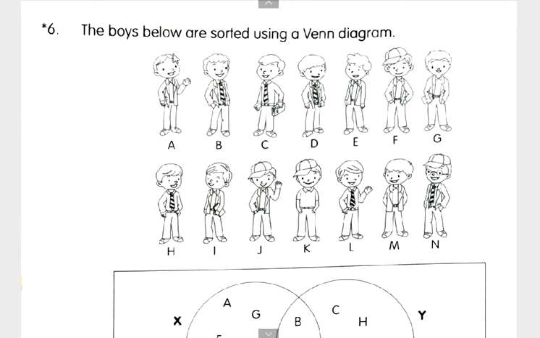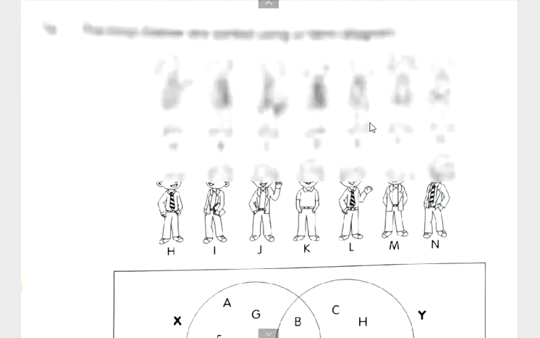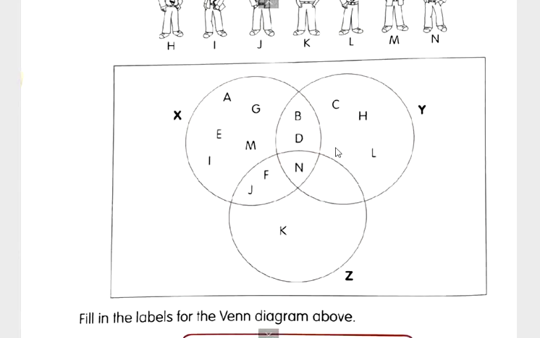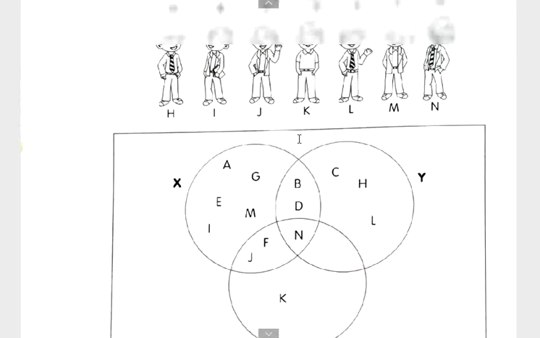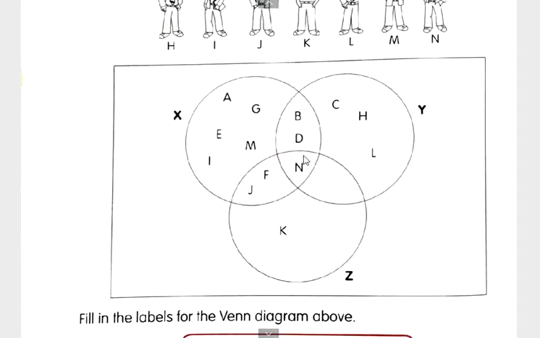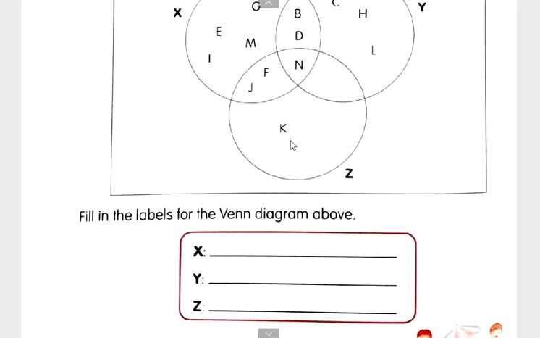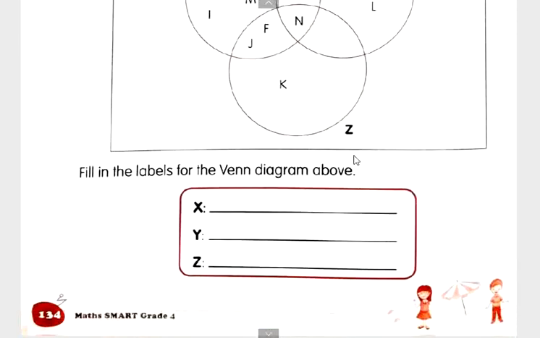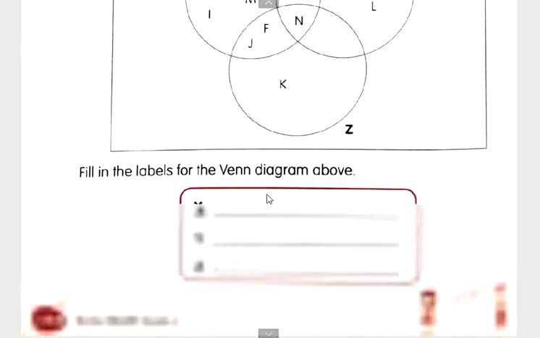Question number 6. The boys below are sorted using a Venn diagram. There are 3 circles, X, Y, Z, and their labels, the labels of the boys, here. Take a look at the information below. Fill in the labels for the Venn diagram above. Alright, so it's easy.